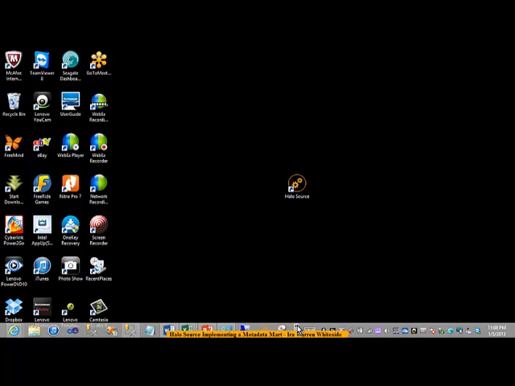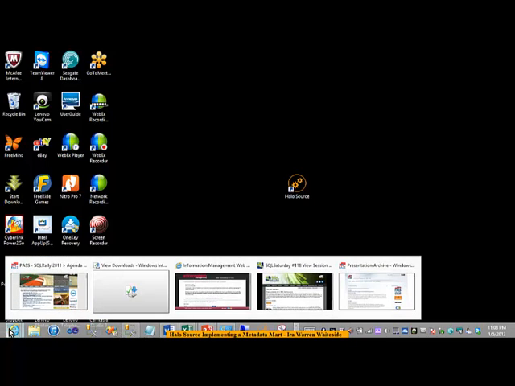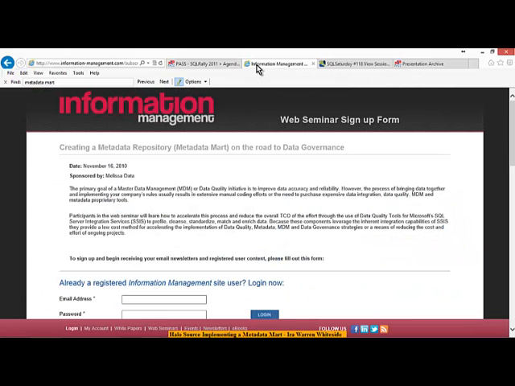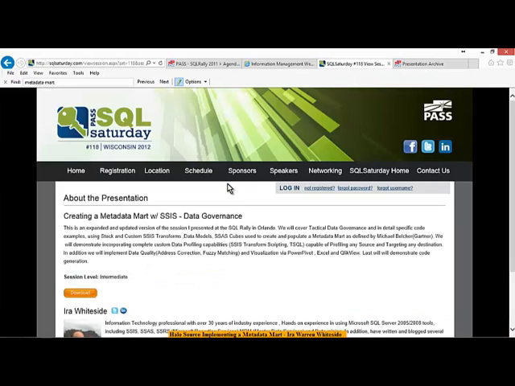If we look at the process here, first there is an existing set of code for the session, Creating a Metadata Mart with SSIS, data governance, data profiling. That code exists in several places. Past SQL Rally presented it along with Aaron Zorns as part of metadata management seminars for information management. I presented it at SQL Saturdays where there are code downloads available.